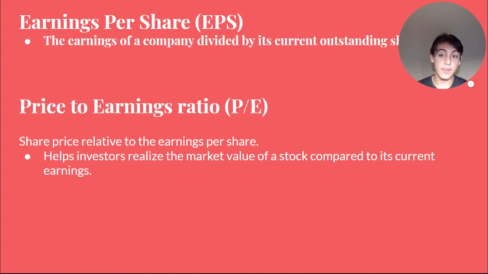Earnings per share, EPS, is the earnings of a company divided by its current outstanding shares. And a PE ratio, price to earnings ratio, is the share price relative to the earnings per share. This helps investors realize the market value of a stock compared to its current earnings. Usually, investors like to keep the price 23 times the earnings. If you're paying $100 for a stock and its earnings per share is only $1, that may not be the right stock to invest in.